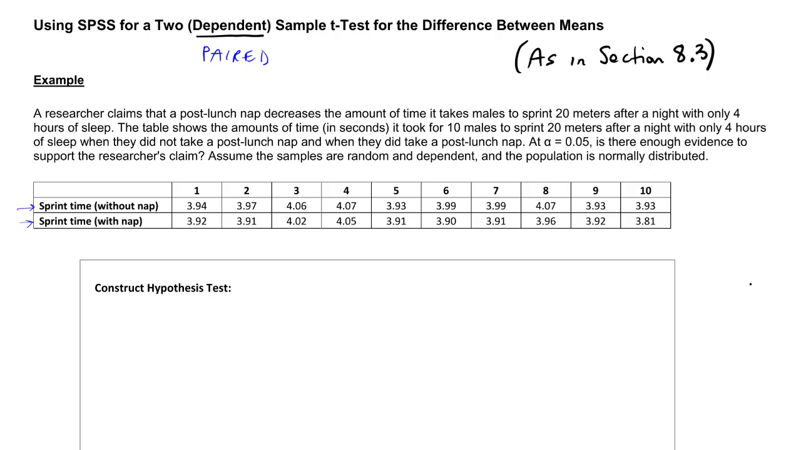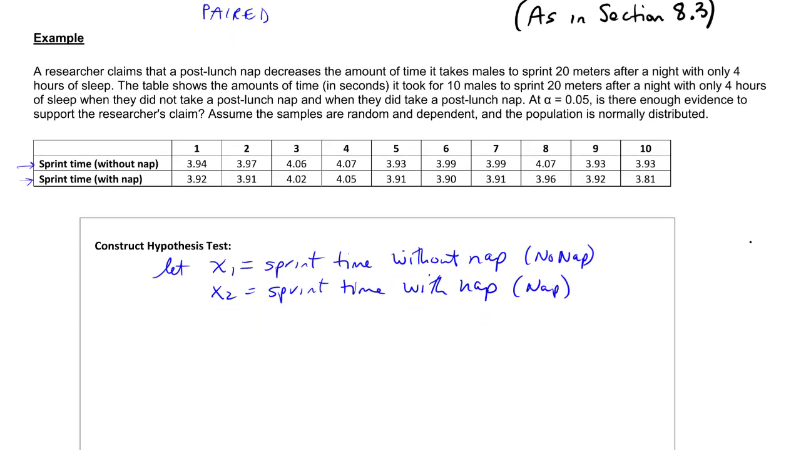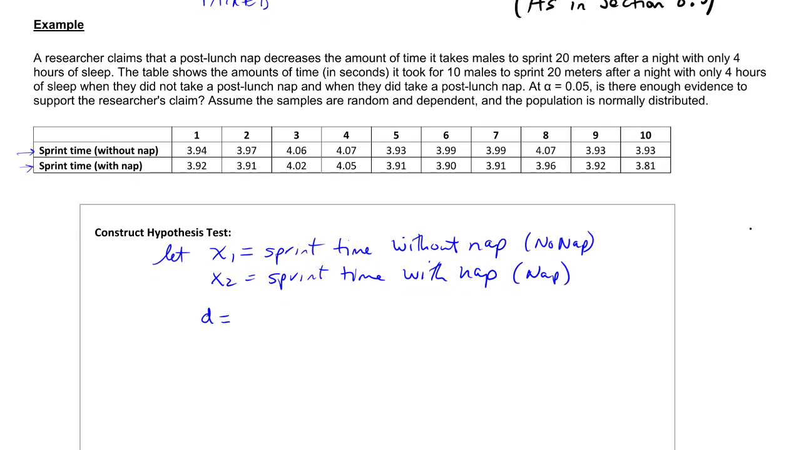All right, so the way we're going to look at it, let x1 be the sprint time without nap. So this is going to be no nap. And x2 is going to be the sprint time with nap. Okay, so this is going to be nap. All right, and then let's say we set up the difference as x1 minus x2.